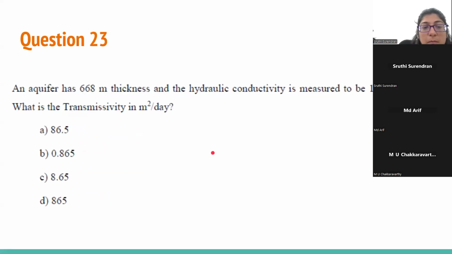Again, a problem that is asking you to calculate the transmissivity in meter square per day. Here the thickness is given, hydraulic conductivity is given. Find the transmissivity in meter square per day. Something similar to an earlier problem that we had done. Please do this also.